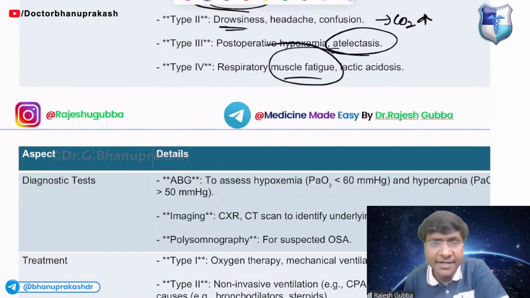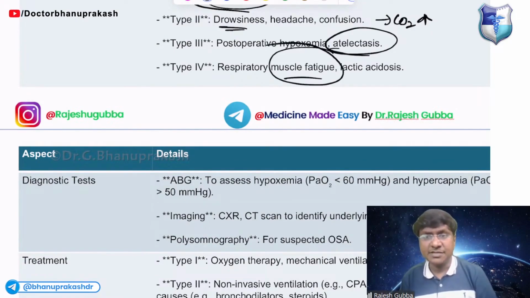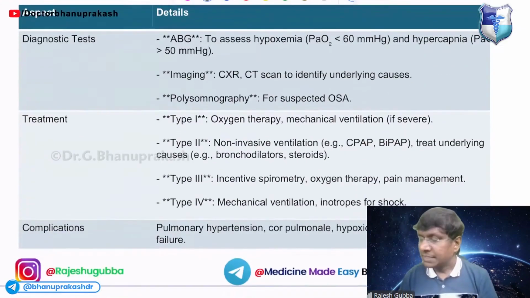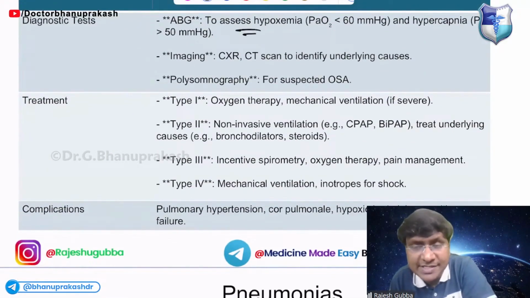Why is there respiratory muscle fatigue? Because there is reduced perfusion of blood to the respiratory muscles. That is the reason why there is respiratory muscle fatigue. Coming to the diagnostic test, ABG will help us to assess. There will be hypoxia as well as hypercapnia, mainly in type 2, whereas in type 1 you will have hypoxia as well as hypocapnia.